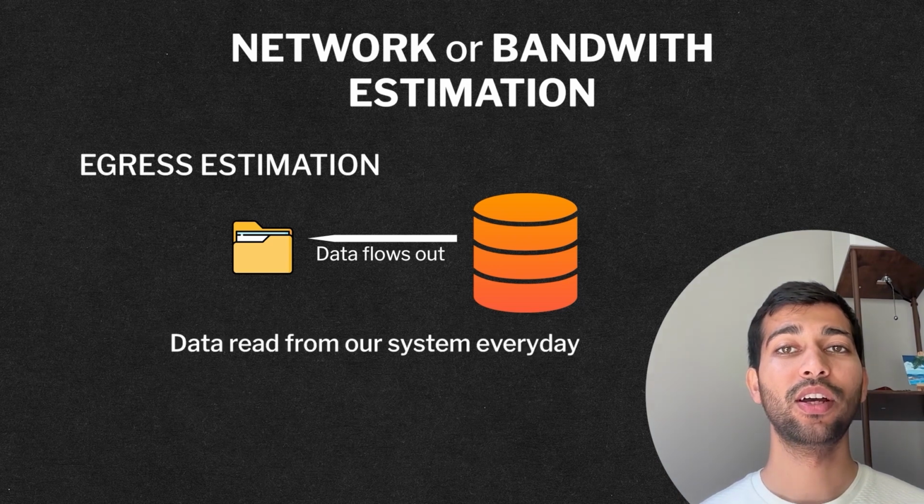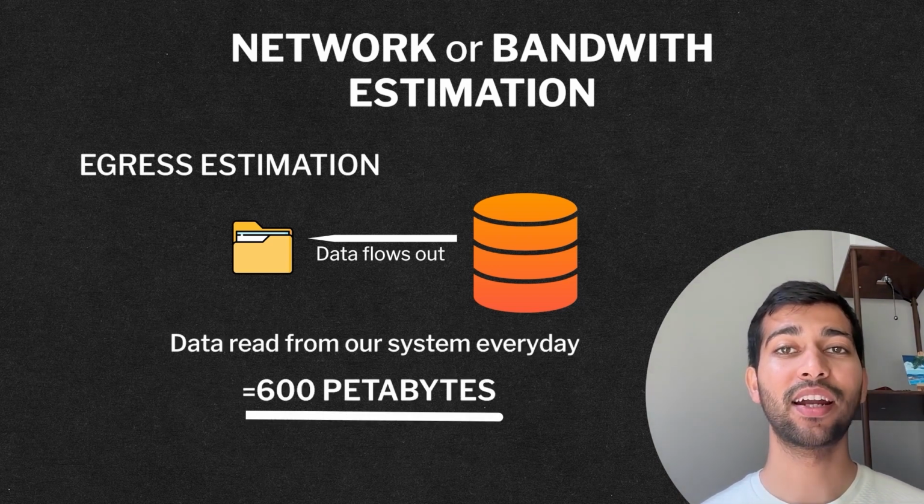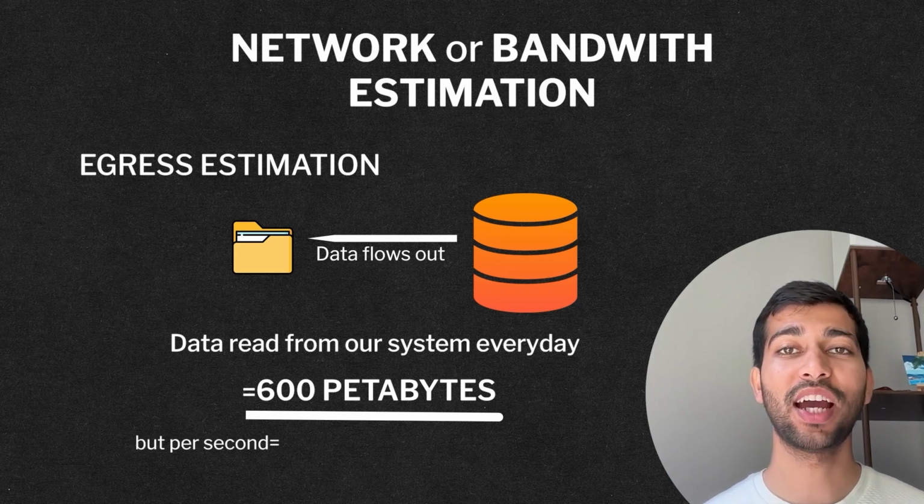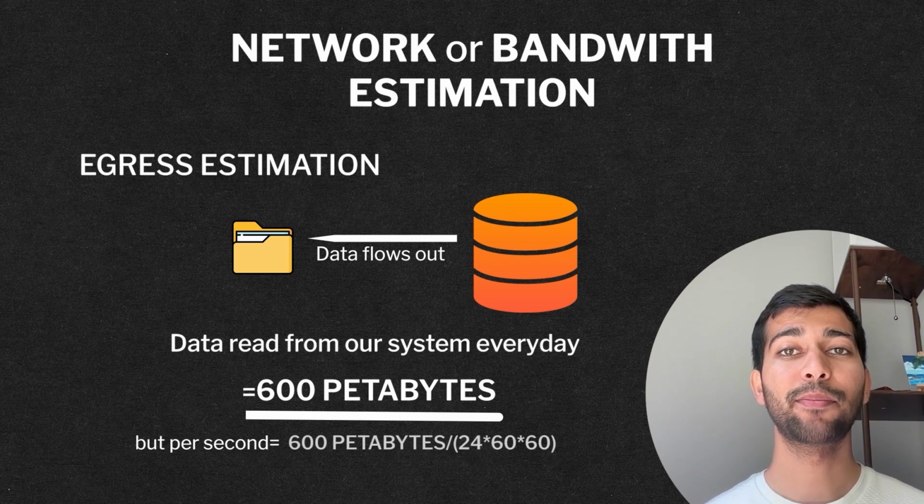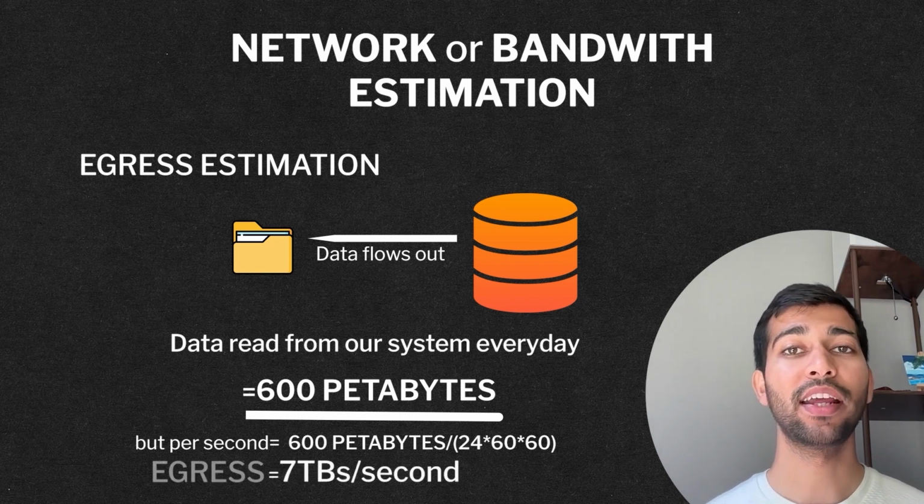So now we know 600 petabytes are being read from our system in a day. But we need to calculate per second. So how do we do that? That would be 600 petabytes divided by 24 into 60 into 60, which is equal to 7 TBs per second. So our egress comes out to be 7 TBs per second.